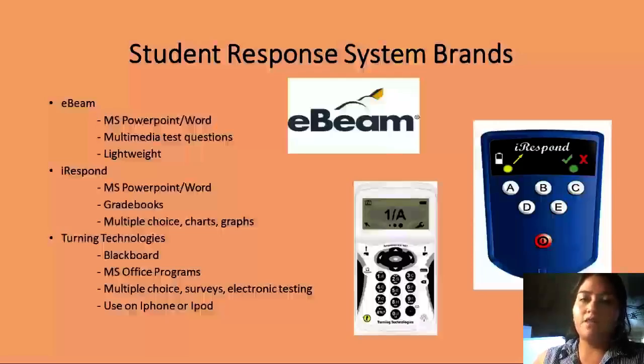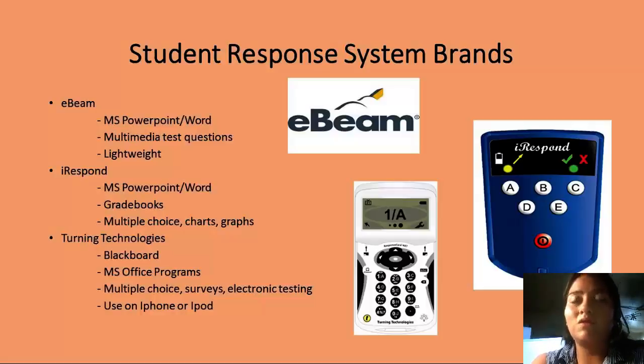Then we have brands. As with anything, there are many brands, but I picked three that I thought were the most beneficial. There is the eBeam, which is compatible with Microsoft PowerPoint. They can work with multimedia test questions. They are not too heavy to carry around, so I think it's a really good option. There is also iRespond, which is compatible with Microsoft PowerPoint and Word, and works with multiple choice questions, charts, or graphs.